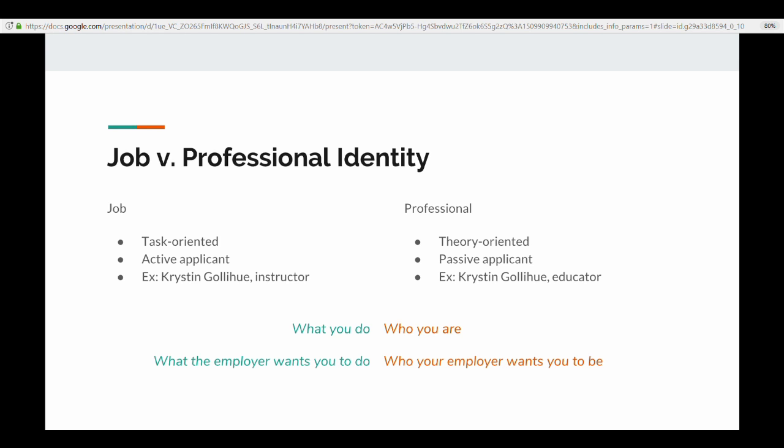So you might say this is at the stage of the HR manager. The HR manager, when they're hiring a professor, they are looking for an instructor. They're looking for someone who can complete tasks associated with that particular identity.